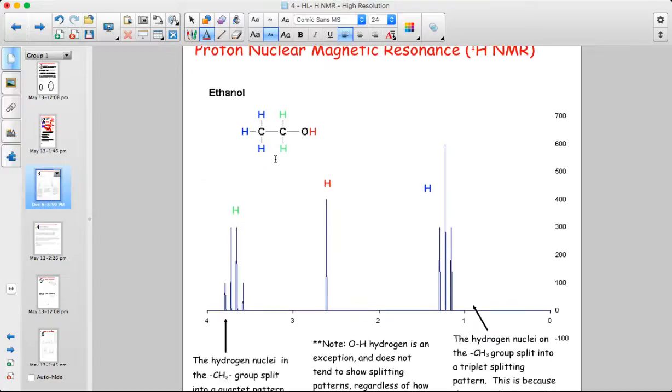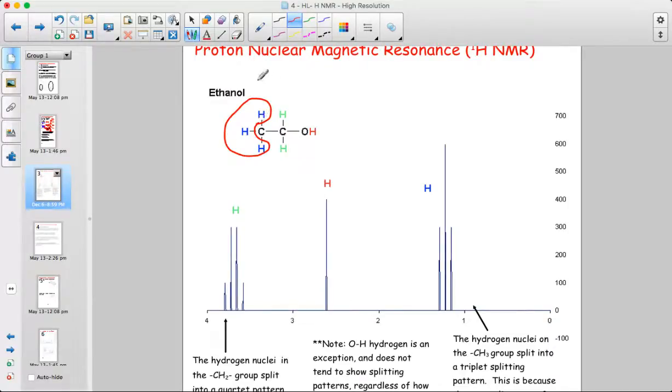So if we look back at that ethanol one to see if it matches what we just pointed out, here is one chemical environment. It's got three hydrogens in it. We've got this chemical environment with two hydrogens in it, and we've got this one with one. So we've got three different environments. We would expect the area, the integration trace, to show a 3 to 2 to 1 ratio. But now let's think about the splitting.